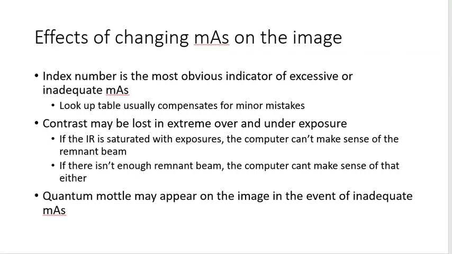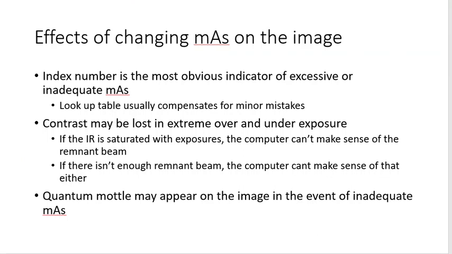And whenever you make an exposure and you use slightly too much or too little radiation, your index number is going to be off. It's not going to be perfect, but your computer system can still make your histogram look like the lookup table, so it corrects for minor mistakes. If you use a femur technique on a finger, your computer's probably not going to be able to completely compensate for that. So it corrects for minor mistakes, not major mistakes. In that way, contrast may be lost in extreme over or underexposure.